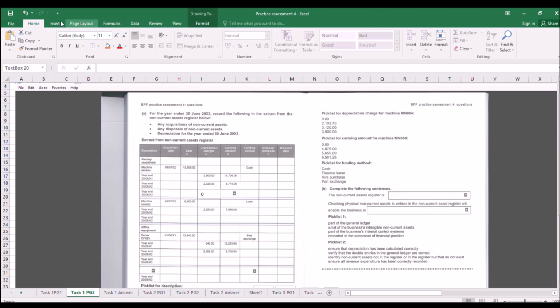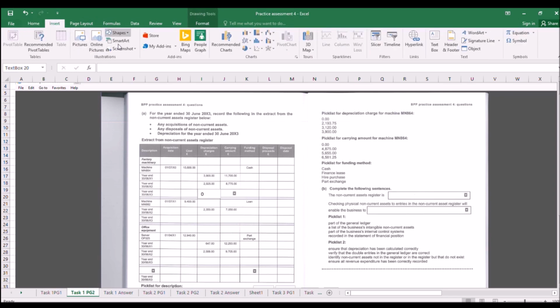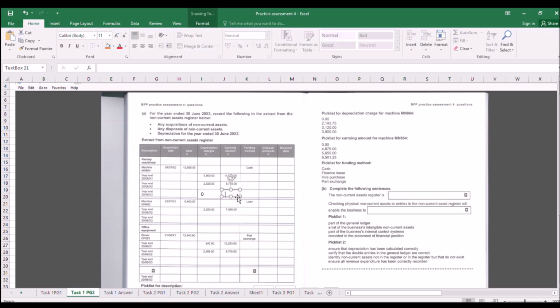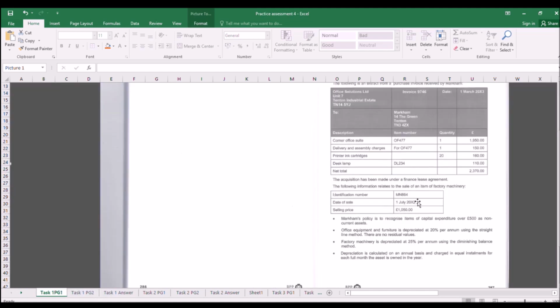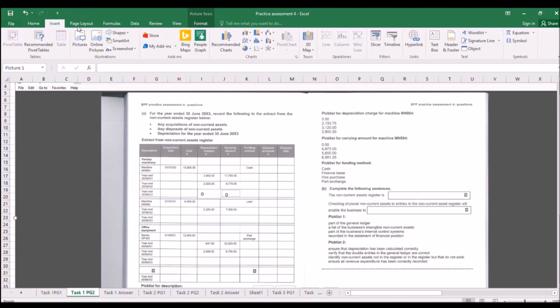Wonder if we'll be able to copy that. No. Okay, insert shape, and a 0 for the carrying amount. Oh, right. Oh, there's our answers as well. So we've gone 0 and 0 over here for MN864. Disposal proceeds, do we have those? Date of the sale. We've got a selling price, 1050. That's going to go in.